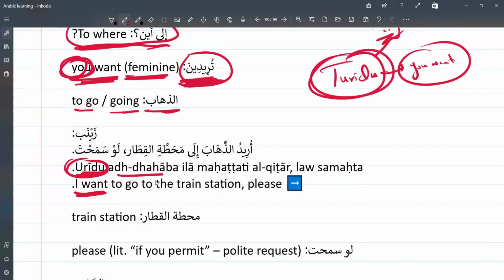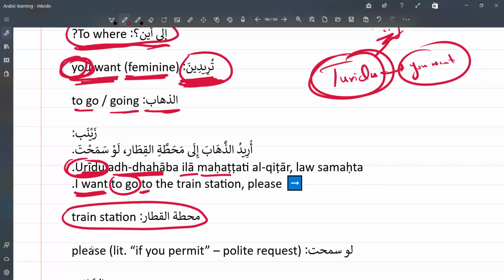محطة القطار. Meaning, الذهاب means to go or going. So Zainab says, أريد الذهاب إلى. إلى means to. محطة القطار. See, محطة القطار means train station. Learn this word for stations, right? محطة القطار.